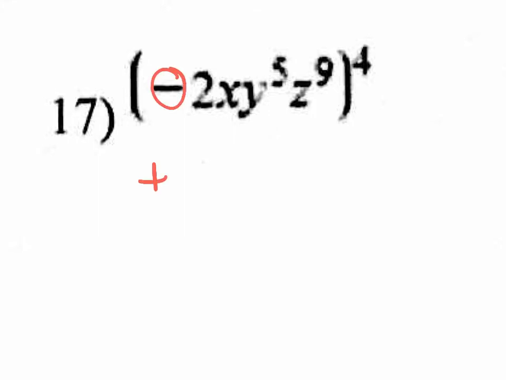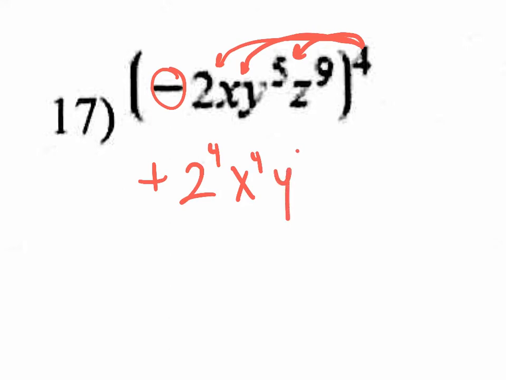I don't even have to worry about this guy anymore. But I do need to do what with the outside exponent for? Distribute. So I want to put the 4 on the 2, so it's going to be 2 to the 4th. I want to put the 4 on the x, it's going to be x to the 4th. I want to put the 2 on the y to the 5th, which is going to be y to the what? 20. And I want to put the 4 on the z to the 9th, which is going to be z to the 36. That's right, power to a power, you multiply.